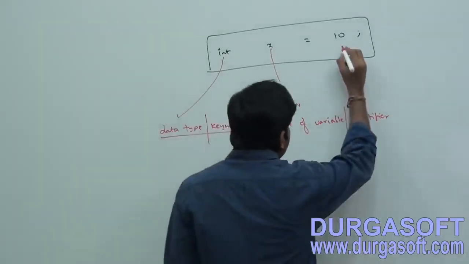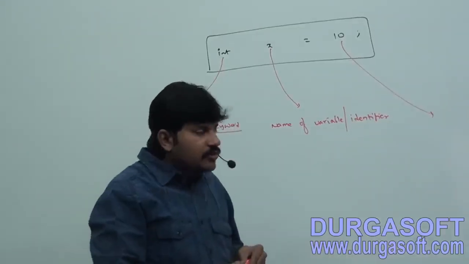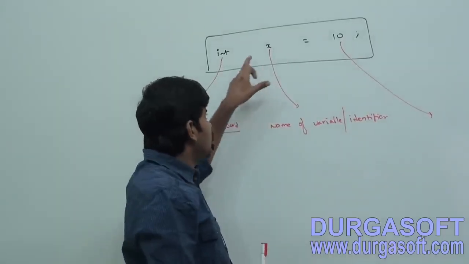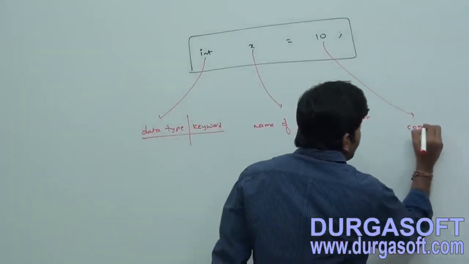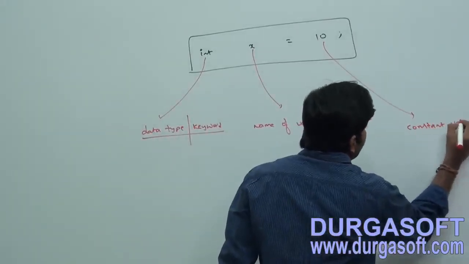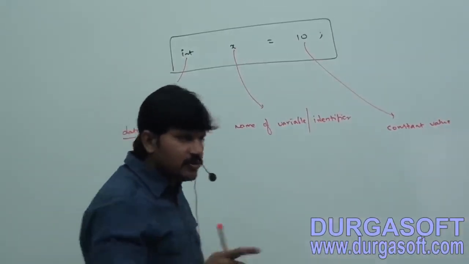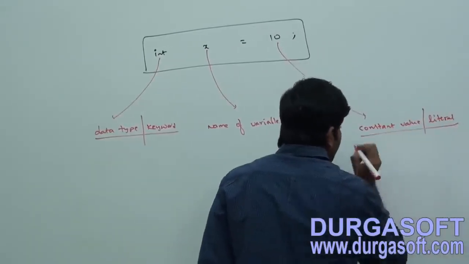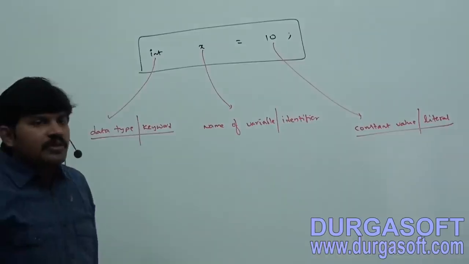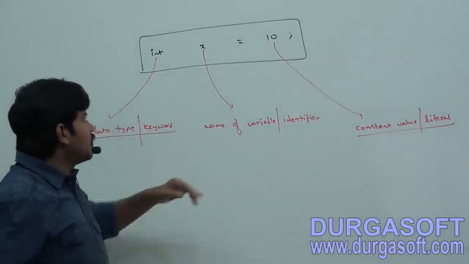Next, what is 10? Can you spell out what 10 is? 10 is a constant value which can be assigned to the variable x. This constant value is nothing but a literal. Are you getting it? The constant value is nothing but what? Literal.